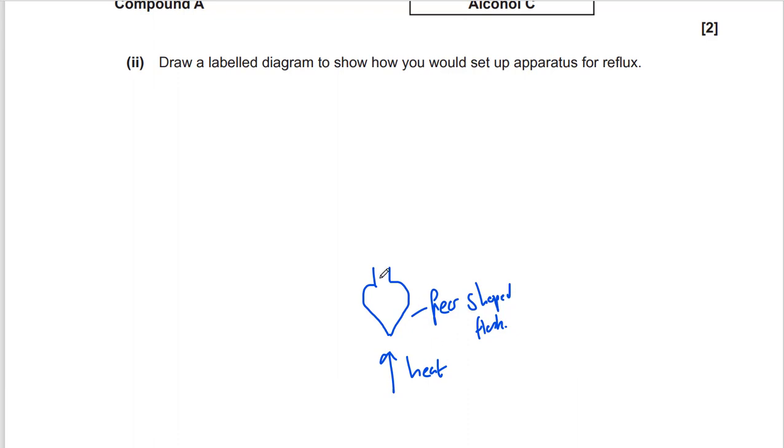And the second point you need to get the marks is a condenser. Okay, I'm not going to draw this very well, mind you. You need a condenser coming off the top. Okay, and then you need labels for water in at the bottom and out at the top. Okay, and that's a condenser. And that's all you need. For 2 marks, that's all you need. Doesn't need to be a work of art.